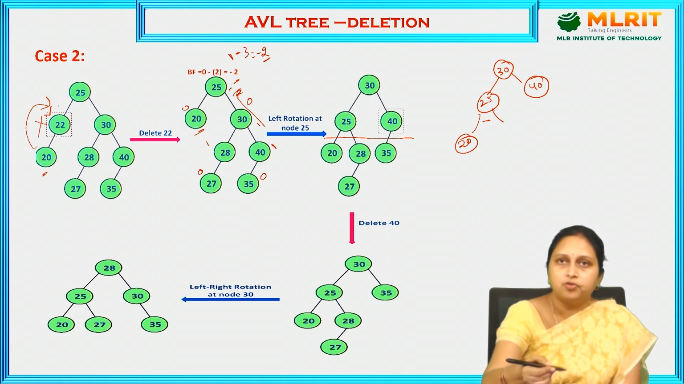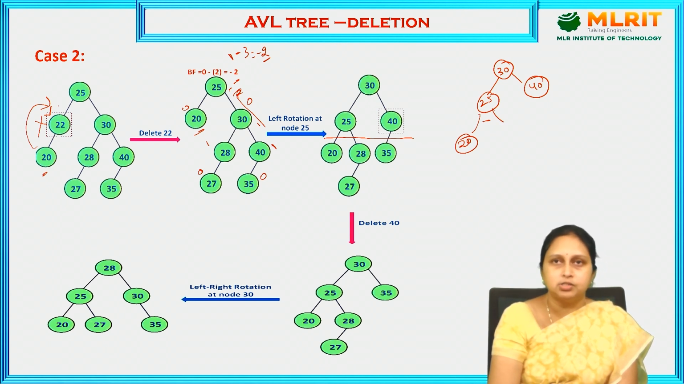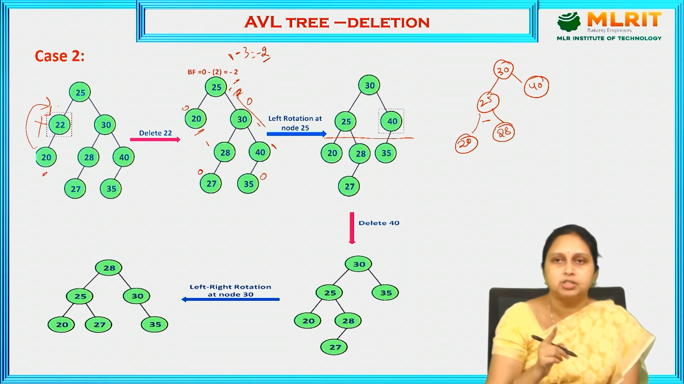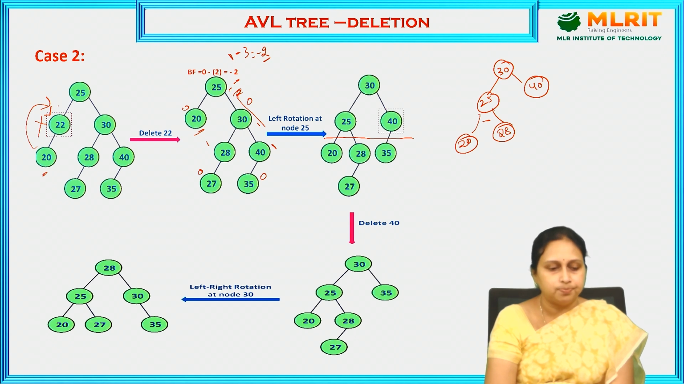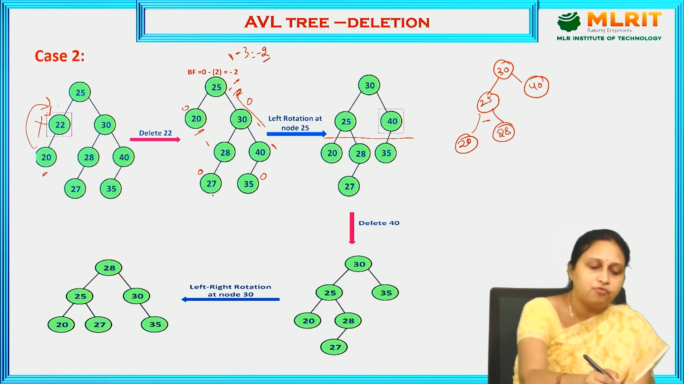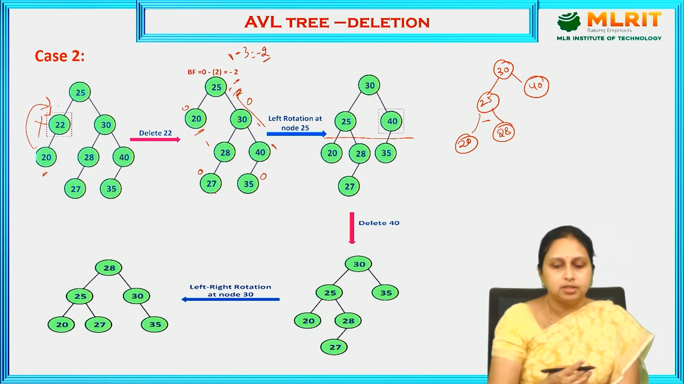On left of 25, you have already 20, but we are unable to place it there. So we need to place it on the right of it. Why? Because it has to satisfy the property of BST also, right? 28 has been placed. Next, 27, where we need to place 27? 27 is placed left of 28. That can be placed as it is.